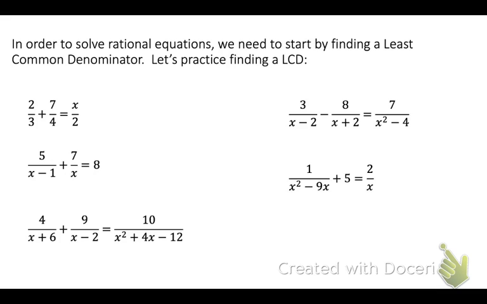In order to solve rational equations, we need to start by finding a least common denominator. So we're going to practice that here. I'm not going to go through and solve each of these. We're just going to find common denominators for each. This first one, my denominators are 3, 4, and 2. So I want to find a number that 3, 4, and 2 all divide into evenly.